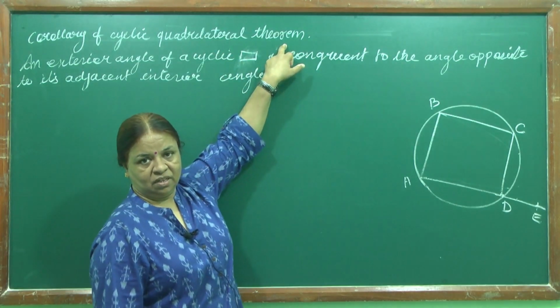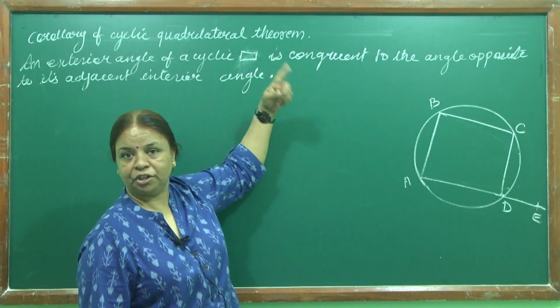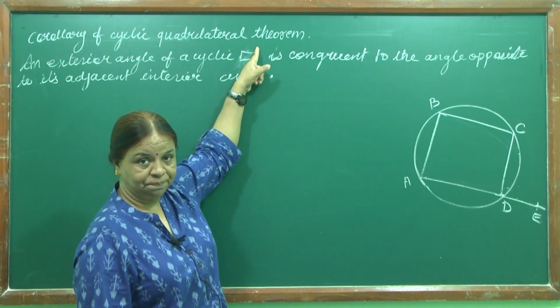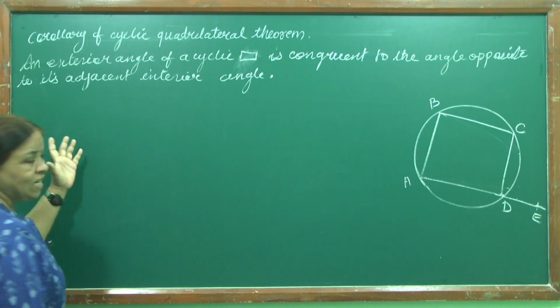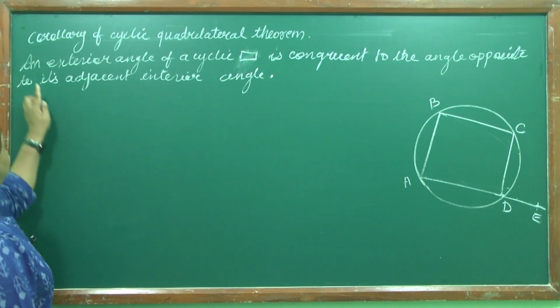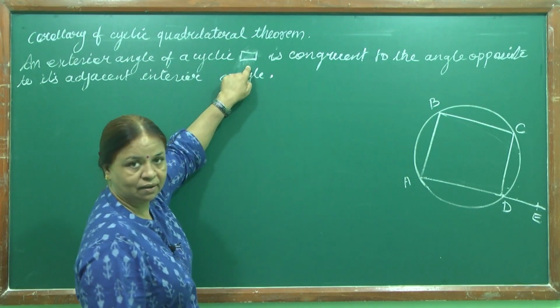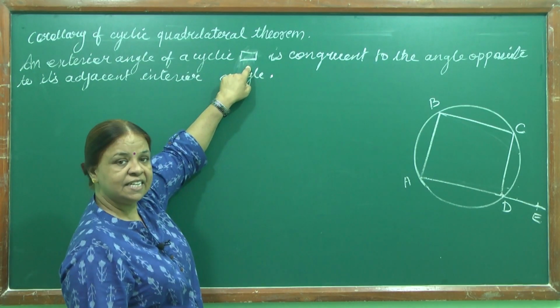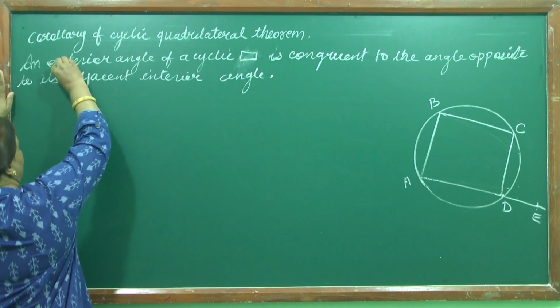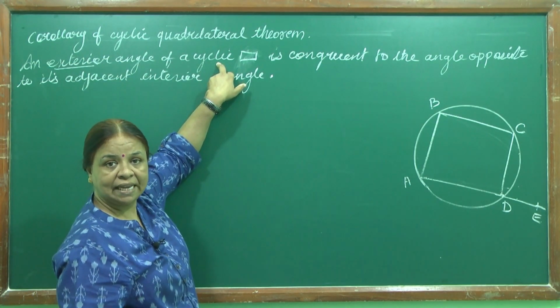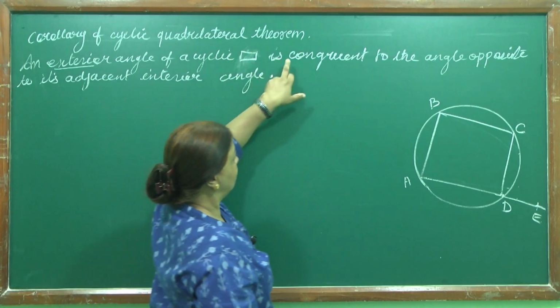Cyclic quadrilateral theorem is already posted, you must have learnt it. Now this is the corollary, children. So what does this corollary say? An exterior angle of a cyclic quadrilateral. Exterior means outside. Of which quadrilateral? Cyclic quadrilateral.